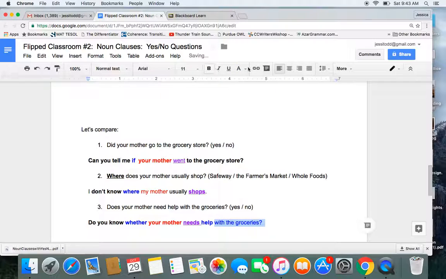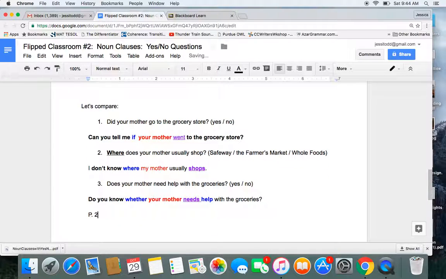Okay. So this is it for yes or no questions and noun clauses. Once again, to recap, we're just going to use if and whether for yes or no questions. But if it's a WH question, we're going to use the WH word to start. Okay. You can see more information about this on page 249 of Azar. It has a nice chart there for you and gives you some examples.